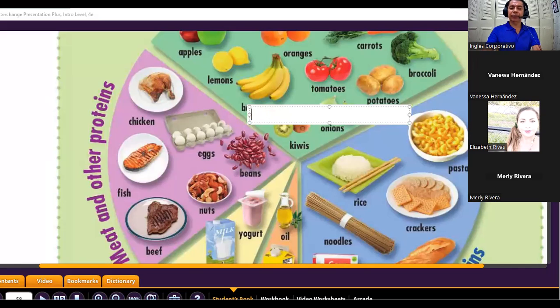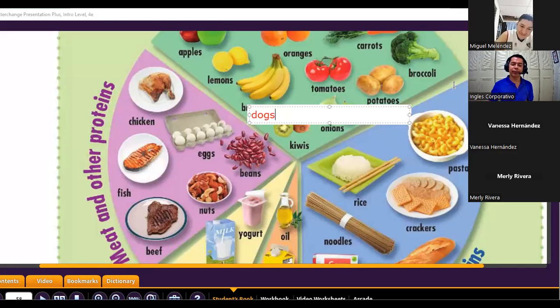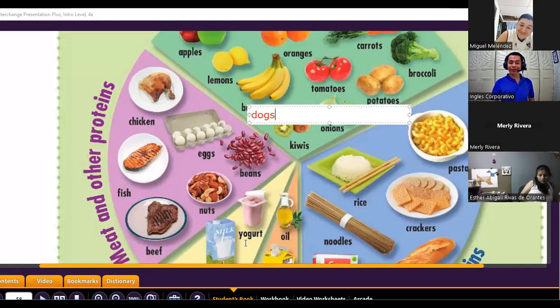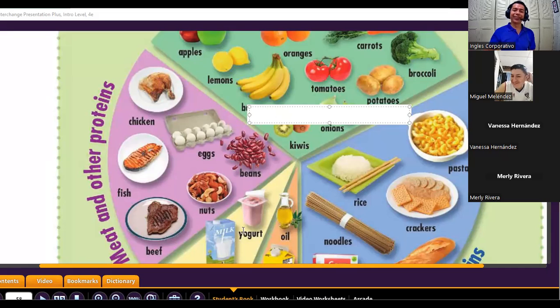And in Thailand, for example, in China, one of the meat is dogs. Because in Thailand, Singapore, China, they eat the dogs, right? Ajá, Miguel. San Vicente también, teacher. Oh, it's Cuscatlan Stadium, right? Okay, very good. Good information.